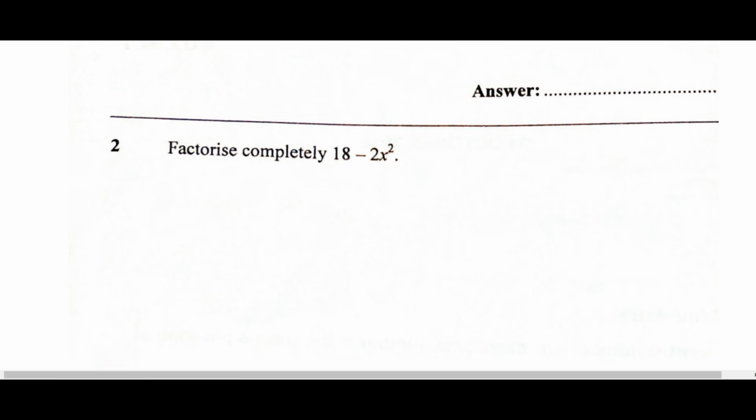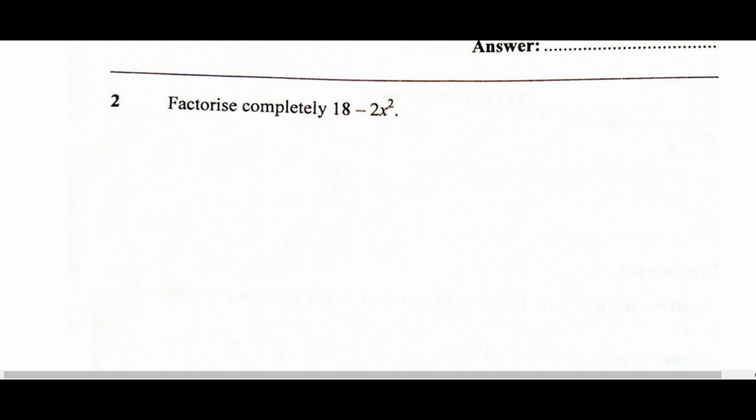Then we'll go to question 2. Factorize completely: 18 minus 2x squared. Okay, so here we are first going to take out our greatest common factor. Our greatest common factor is 2, because 2 can go into 18 without giving a remainder, and also 2 can go into 2x squared. So 2 into 18 will give us 9 minus, 2 into 2x squared will just give us x squared.